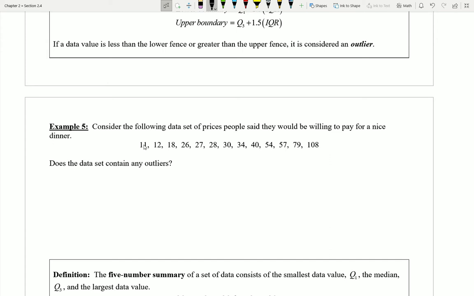Okay, hopefully this isn't like a dinner for two, like a date or something like that, or you really gotta hand it to the person who's only willing to shell out 11 bucks. That's like a McDonald's date there. I mean, 108's nice. Not too bad, but okay.